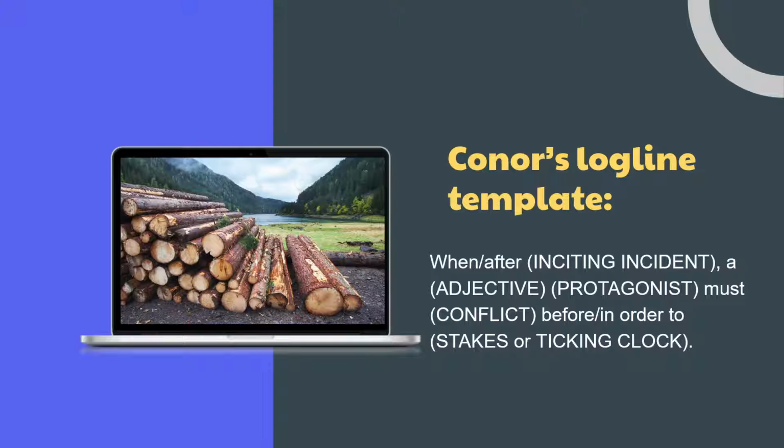When or after the inciting incident, an adjective protagonist must conflict before or in order to stakes or ticking clock. And start thinking in these terms. Maybe try to take what you have and start to write it out in these terms. I'm going to talk about what these things mean a little bit more, so you should be writing and working as I'm doing that, so that when we are ready to share in about 10 minutes, you can have already started to phrase it in terms that will be more helpful to you as a logline.